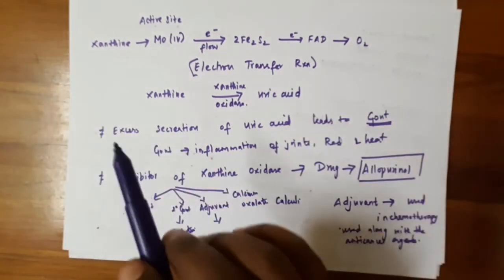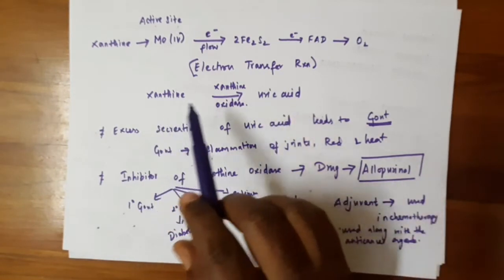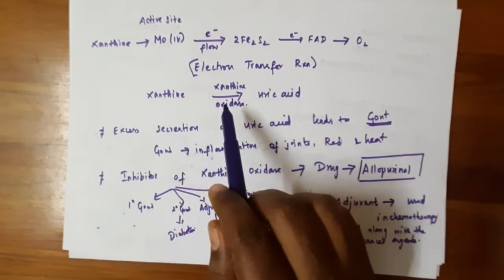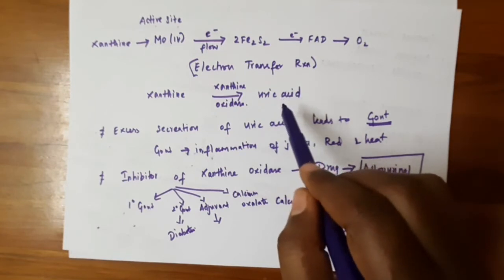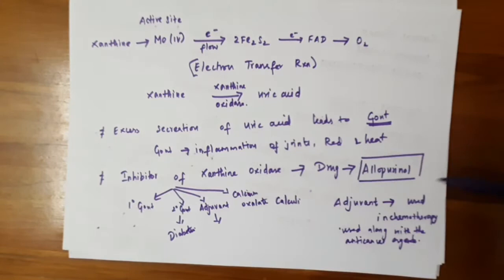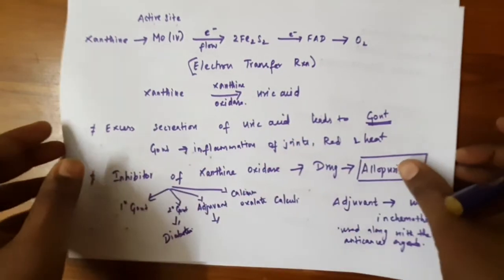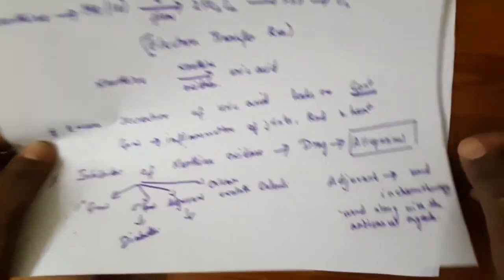So during the production of uric acid, xanthine oxidase is inhibited, so the excess secretion of uric acid does not happen. To avoid this reaction, the allopurinol drug is used along with this. Okay. So this is about xanthine oxidase.